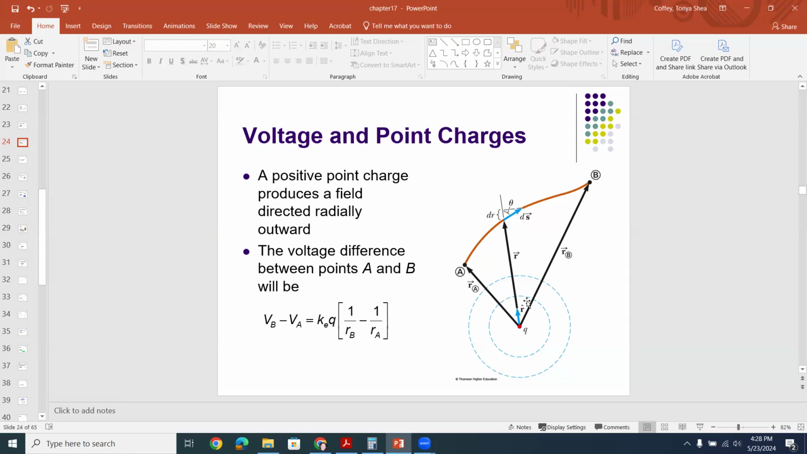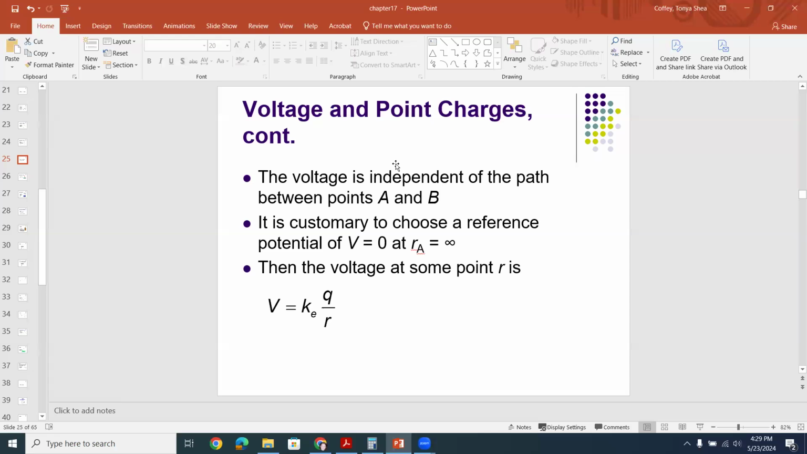If you're moving from position A to position B, for example, then you're going to move through a voltage change of KQ, Coulomb's constant K, which is 8.99 times 10 to the 9th in SI units, times whatever your charge is that created your field lines or your voltage. KQ times 1 over RB minus 1 over RA. So that gives you the voltage difference between a point that is a radial distance RA away from the charge and a radial distance RB away from the charge.